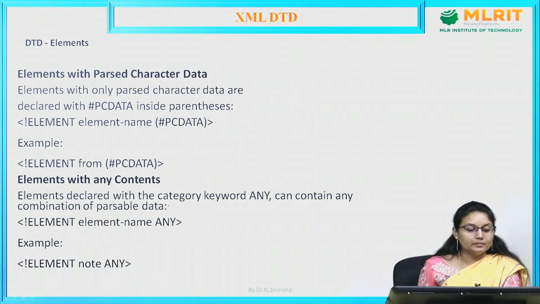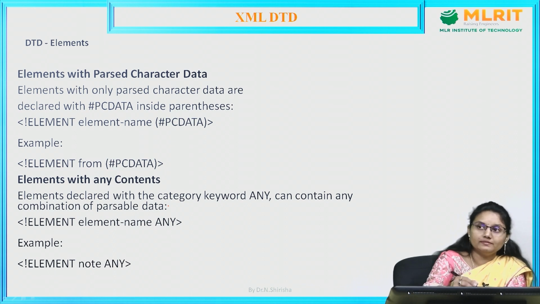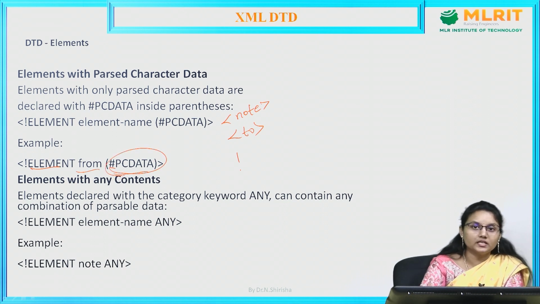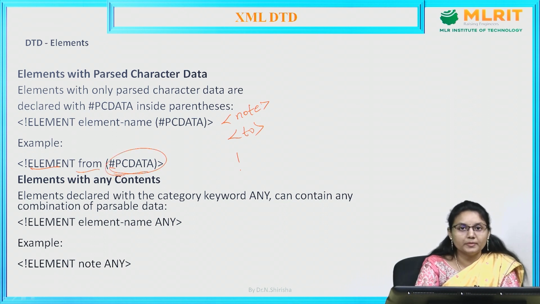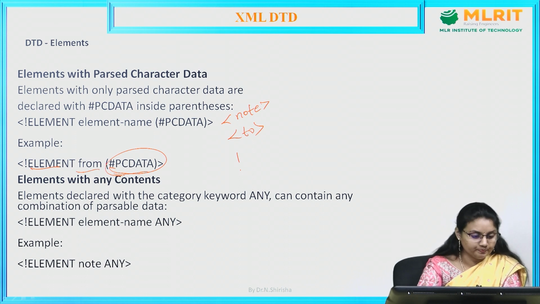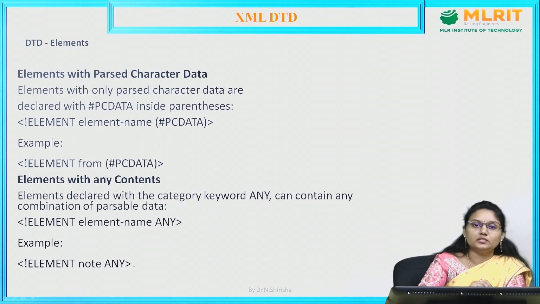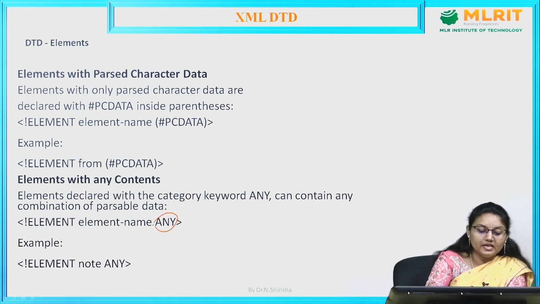So, elements with parsed character data. We have seen this in the note. In note we are defining to. In this to we have defined the element like to or from, with #PCDATA. So what is this PCDATA? Parsed character data, which is going to get parsed by the XML document. And with any content, you have to define ANY here.